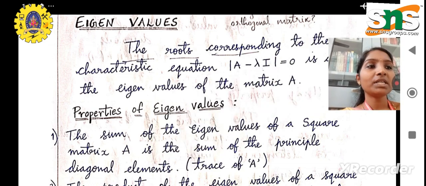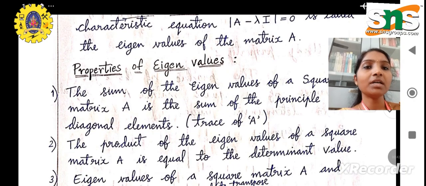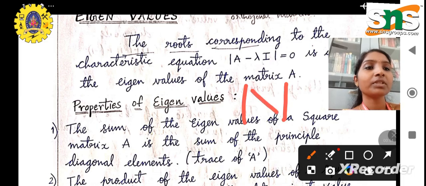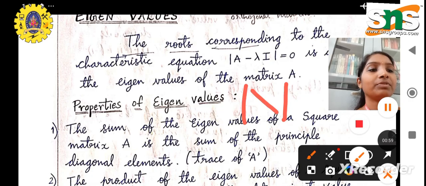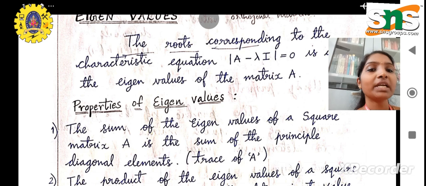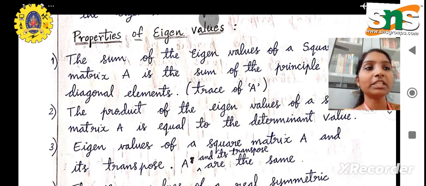Now we will look at the properties of eigenvalues. The first property is the main property here. The sum of the eigenvalues of a square matrix A is the sum of the principal diagonal elements, which is called the trace of A. So if we have a matrix like this, the diagonal element sum will be the sum of the eigenvalues also. If we find the eigenvalues for the given matrix, then their sum will equal the diagonal element sum of the given matrix. This is one of the properties of eigenvalues, called the trace of A, and it applies only to a square matrix.